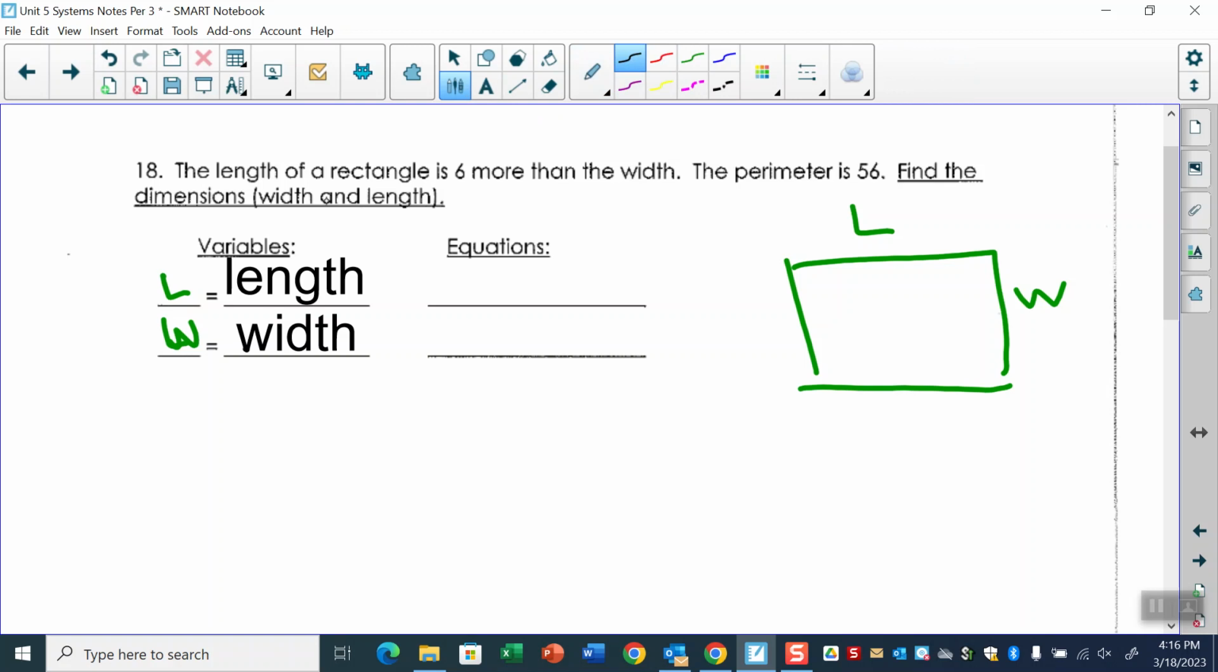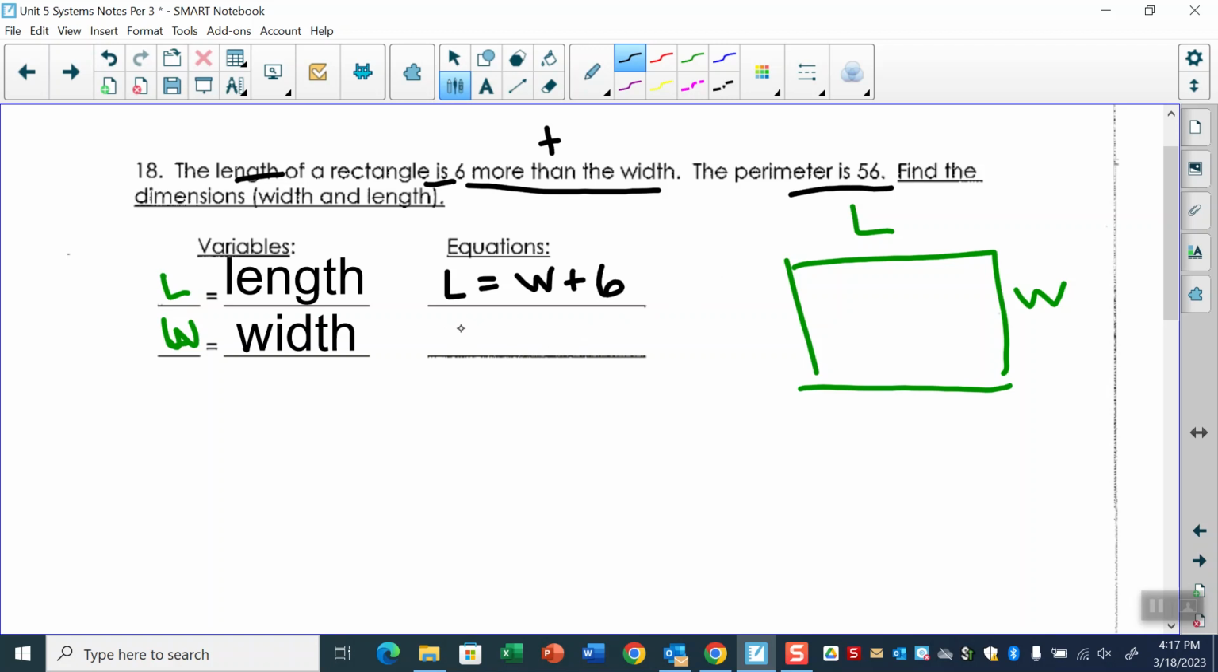So let's see, the length is 6 more than the width. Okay, so the width plus 6, right? More than means you're adding, right? And then you kind of switch the order. So the width plus 6. So that's one thing. And then now I know also that my perimeter is 56.